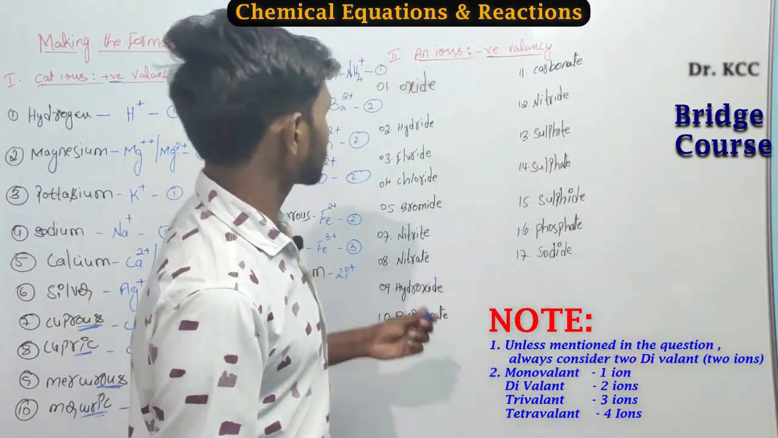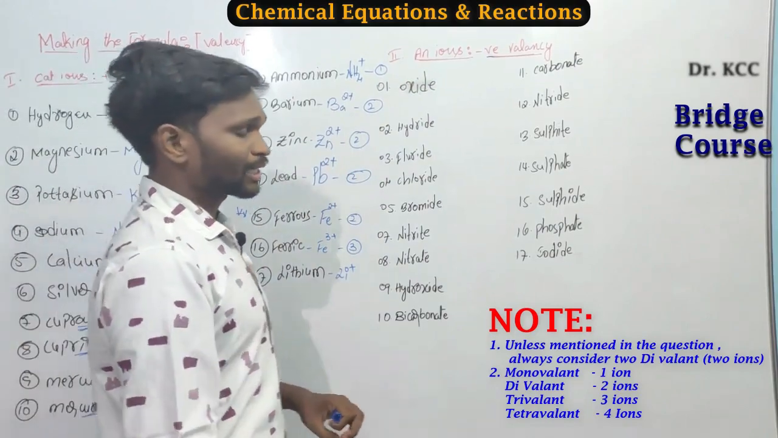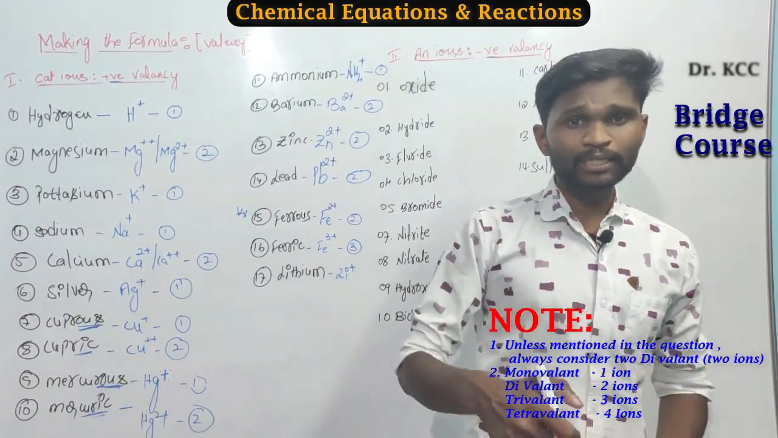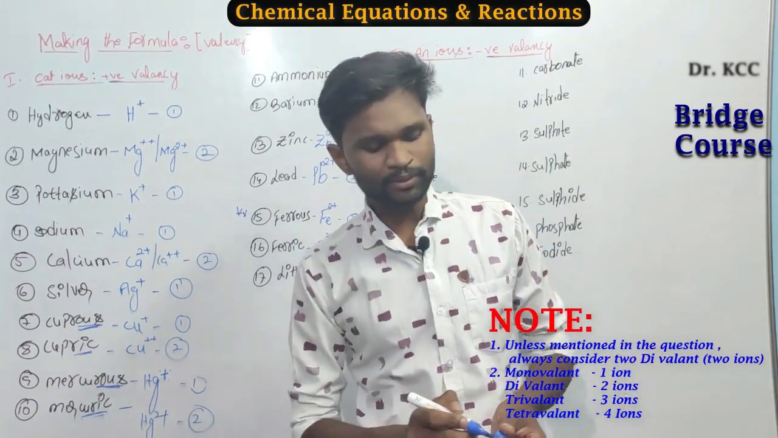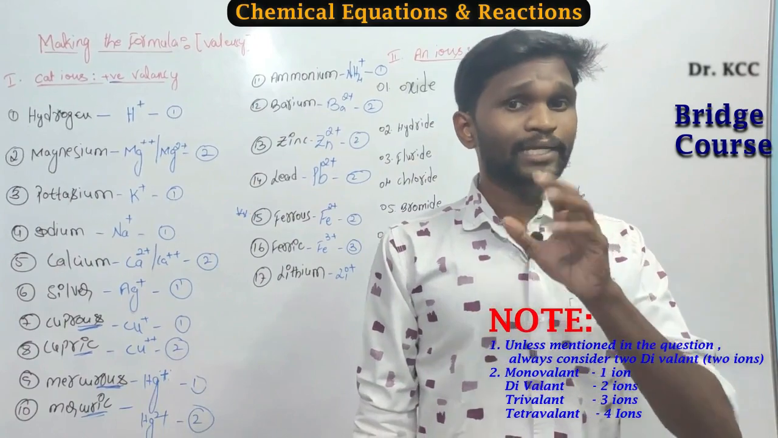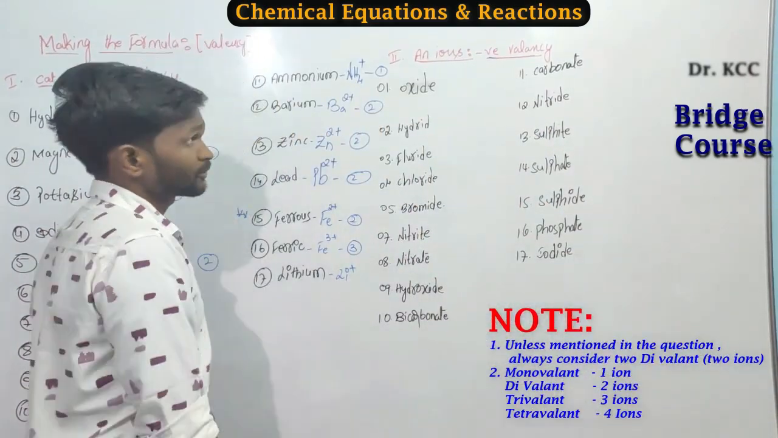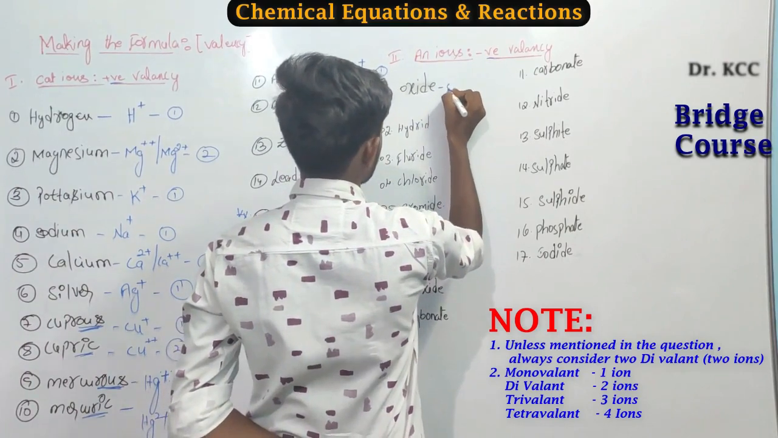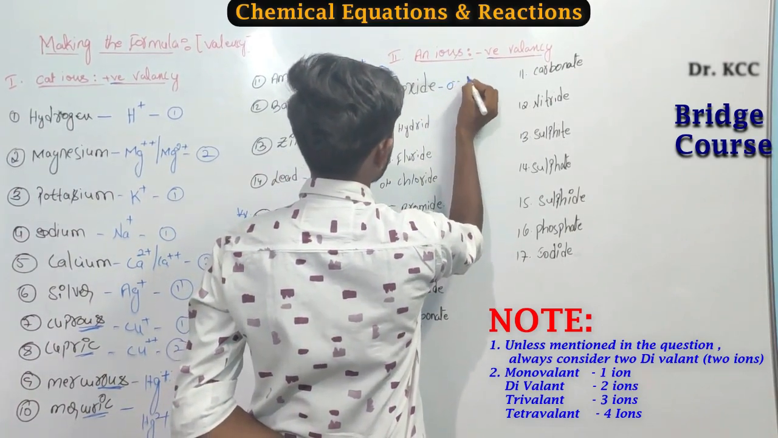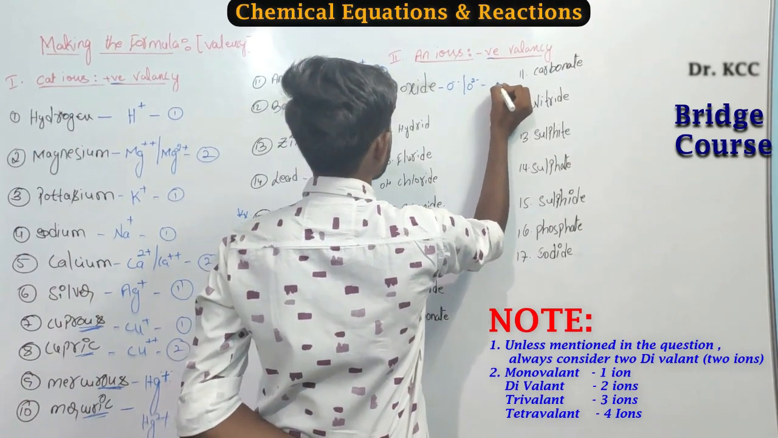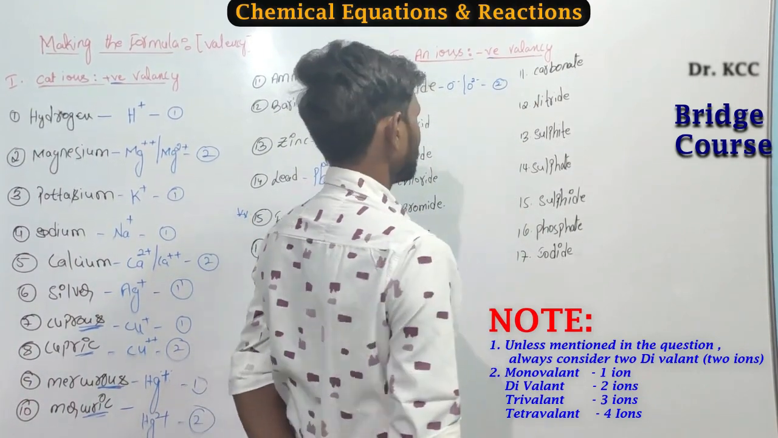So next, coming to anions similarly. Anions means, excuse me, they gain electrons. See, the one which loses electrons forms cations. The one which gains electrons forms what? Anions. So now let's look here. You have oxide, that is oxygen. The valency of oxygen is O2-. Its valency is 2. Done.